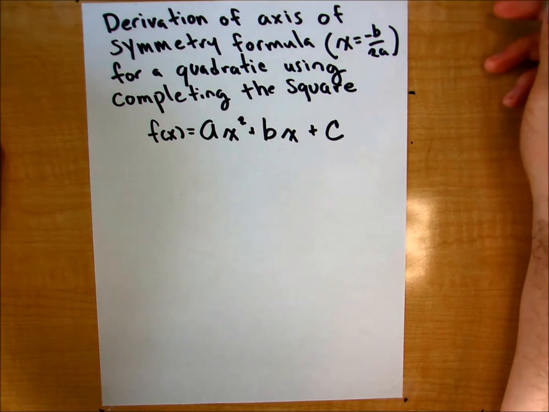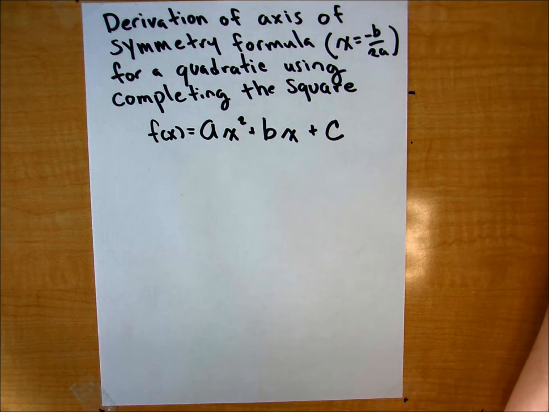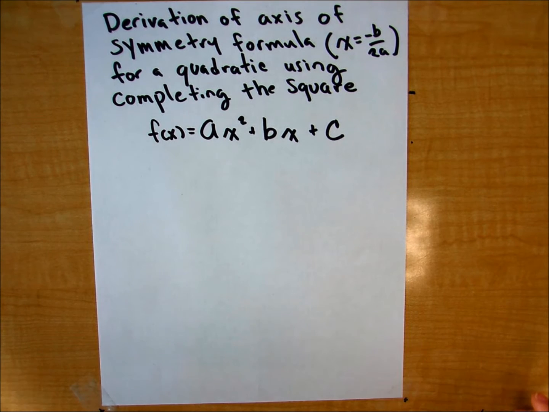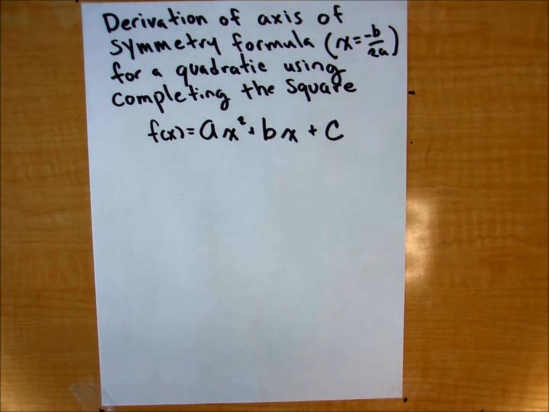In this lesson, I'd like to go over the derivation of the axis of symmetry for a quadratic using completing the square. In another video, I show you a derivation of this x is equal to negative b over 2a using the midpoint formula. But today, I'm going to show it to you using completing the square. So the goal of today is we're going to try to force this standard form of the quadratic equation into a form that looks more like vertex form.